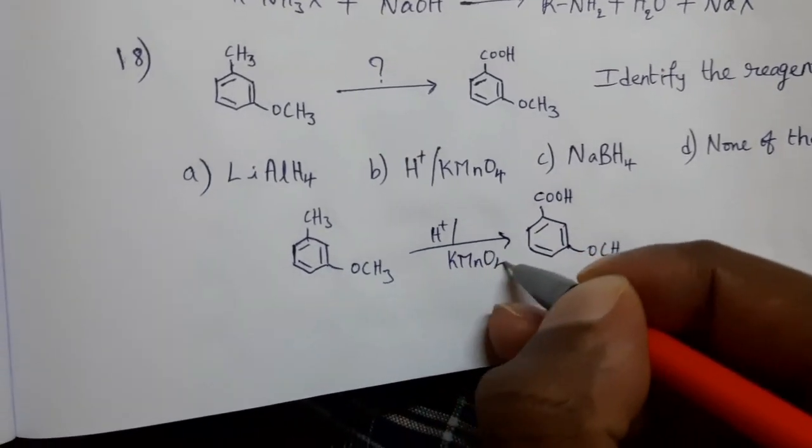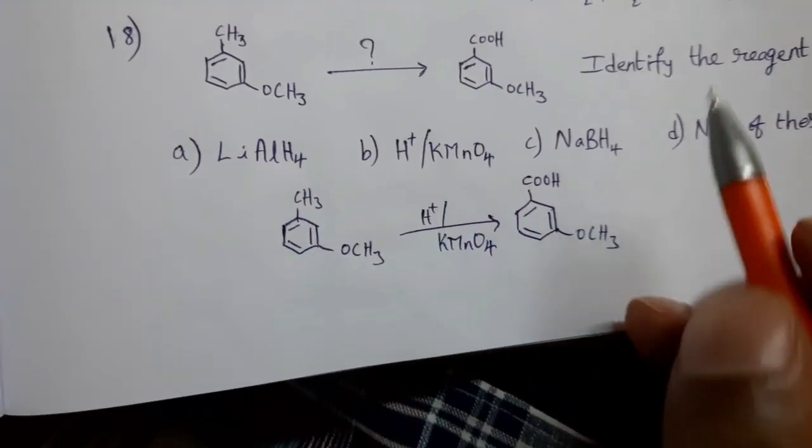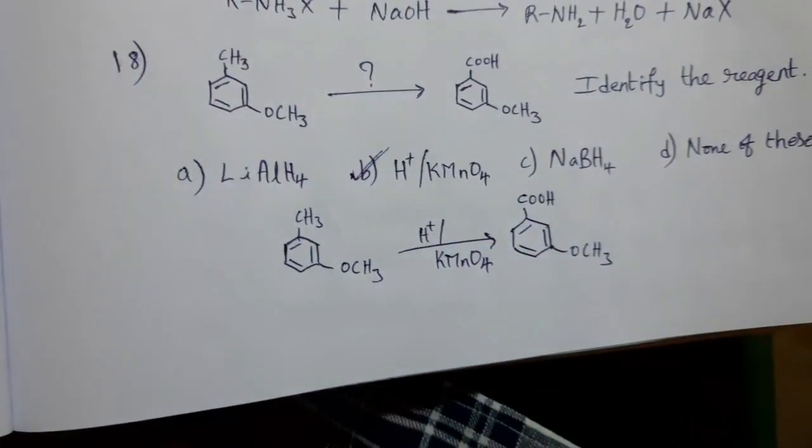KMnO4, potassium permanganate in presence of acid, we can convert this CH3 into COOH. Then option B is the answer.